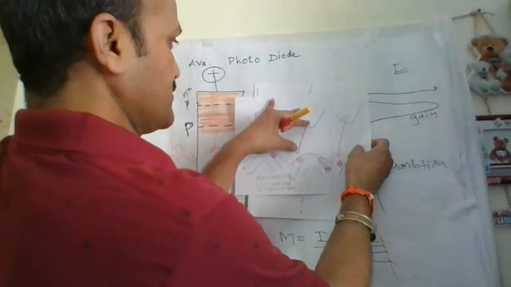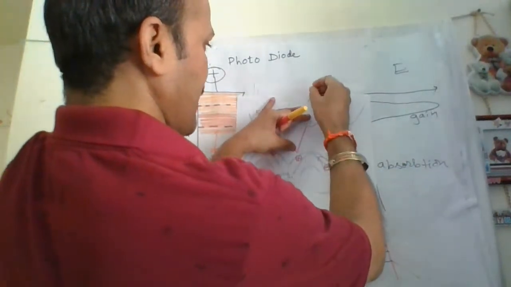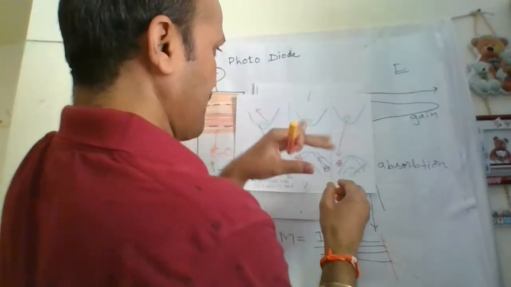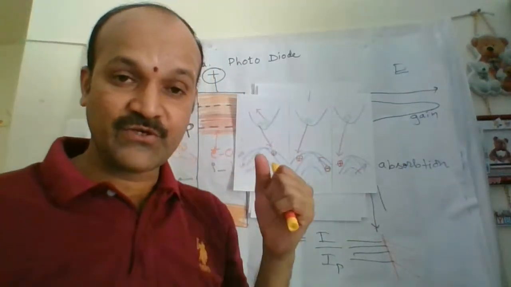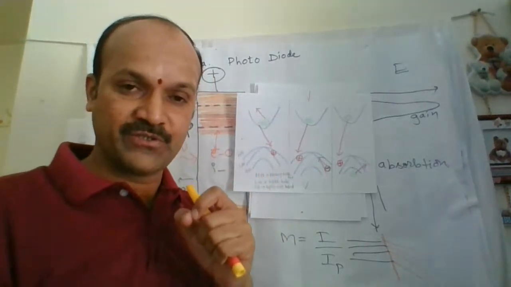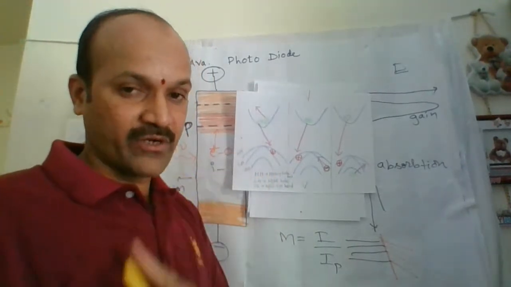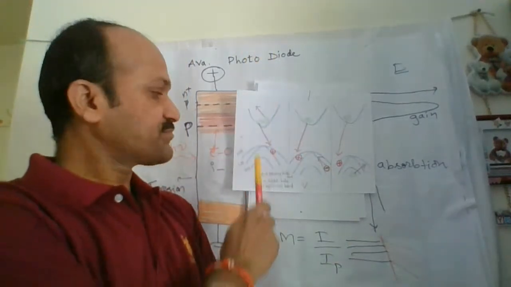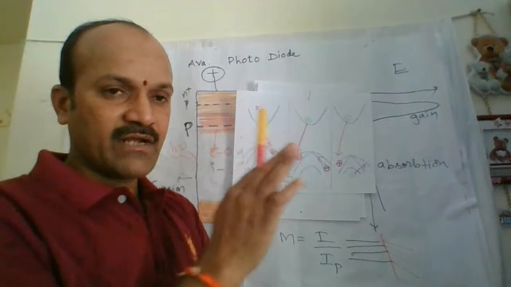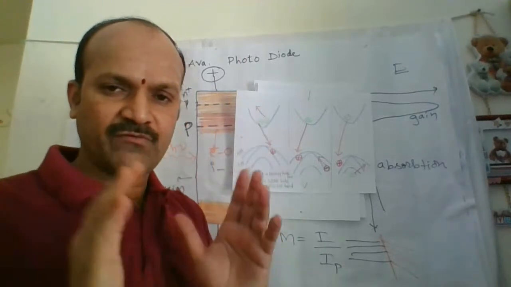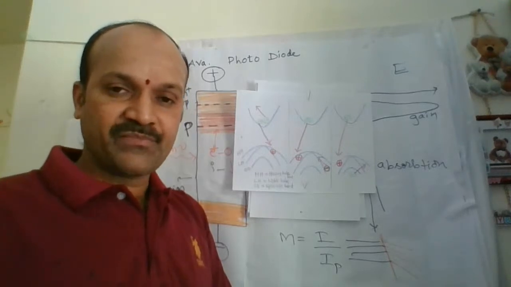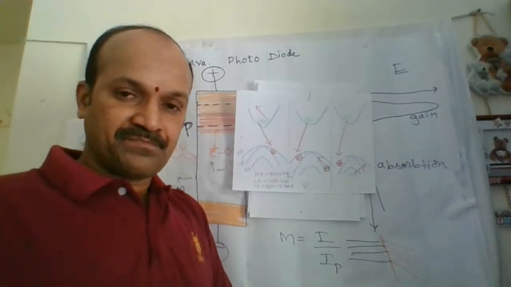Okay, see this. This is called Auger recombination. Auger, A-U-G-E-R, Auger recombination. Three cases are there. Here I will explain the basic phenomenon, what happens in this Auger recombination.